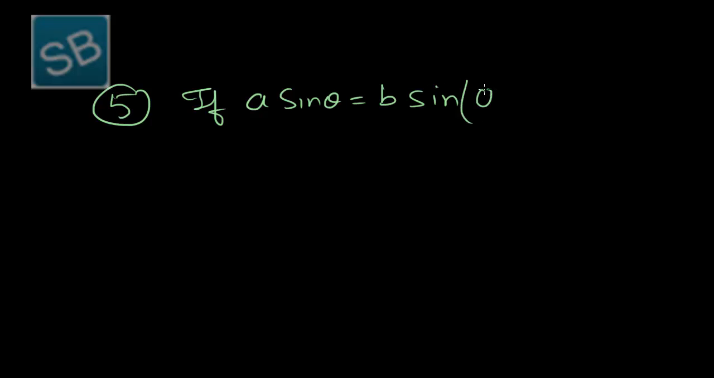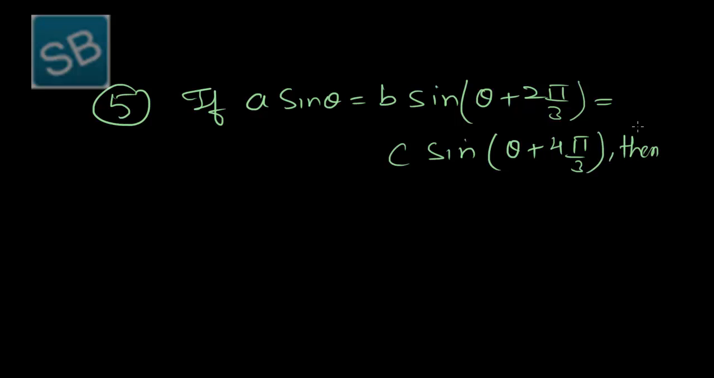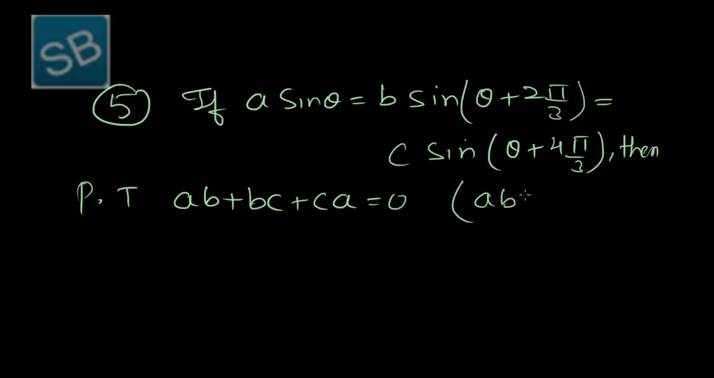Now the fifth problem is: if a sin theta is equal to b sin theta plus 2 pi over 3 is equal to c sin theta plus 4 pi over 3, then prove that AB plus BC plus CA is equal to 0, for ABC product not equal to 0. Now we have to solve this problem as these three expressions are equal.